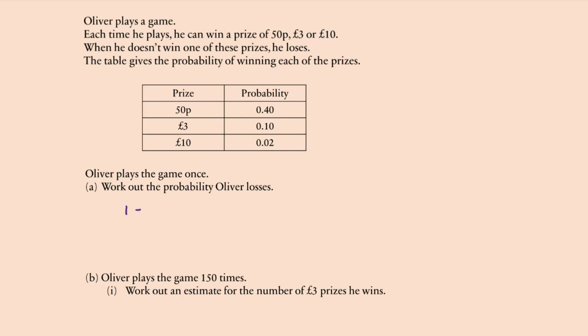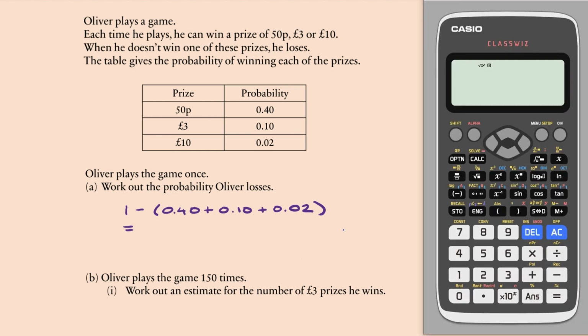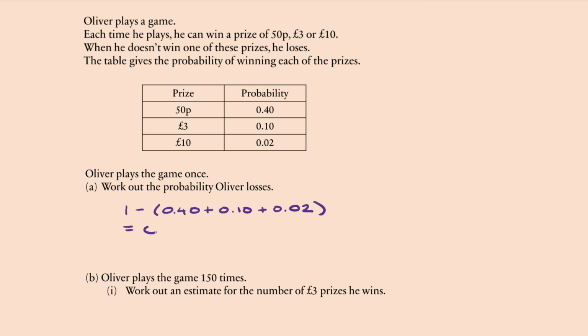The total probability always adds up to 1. Therefore, we can subtract the sum of the probabilities in the table from 1 to get the probability Oliver loses. 1 minus (0.4 plus 0.1 plus 0.02) is 0.48. 0.48 is the probability Oliver loses.